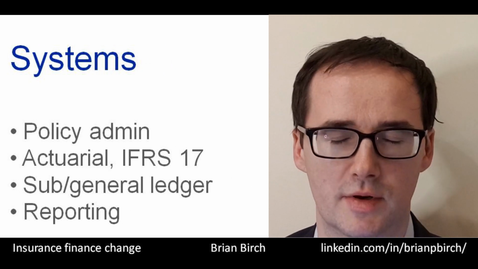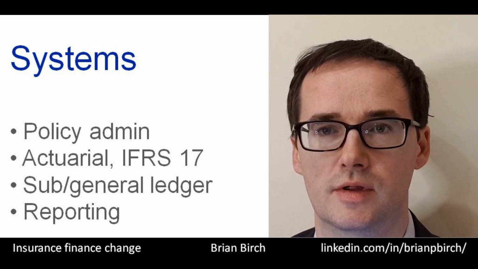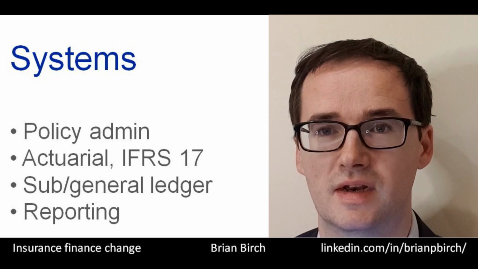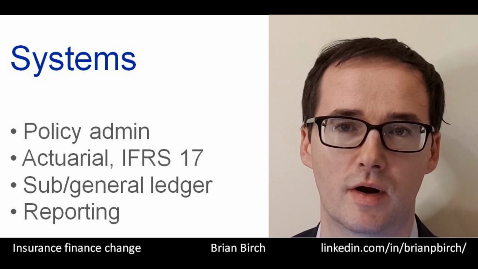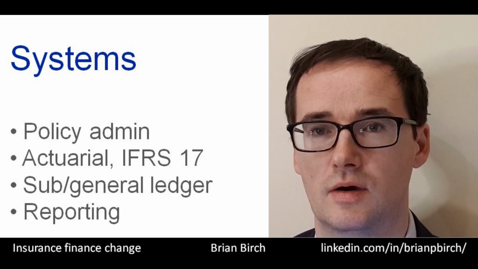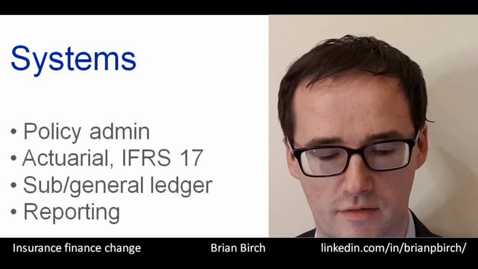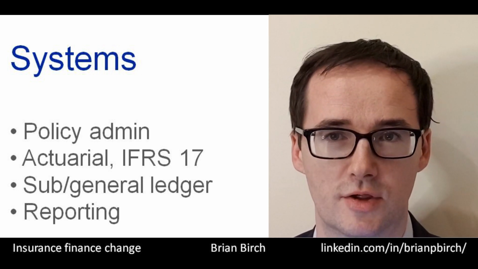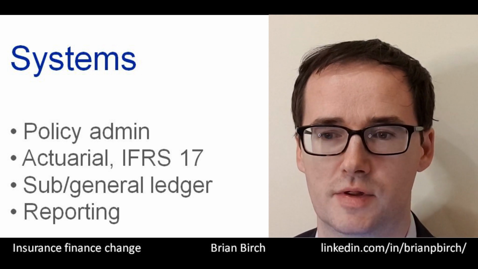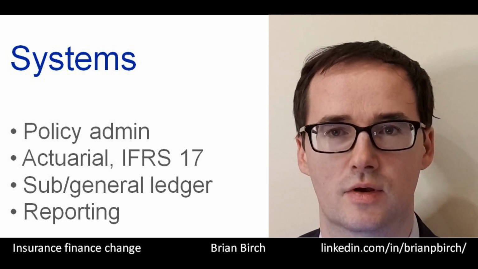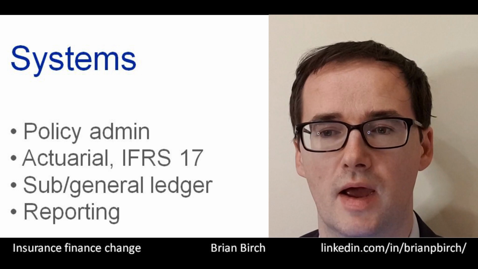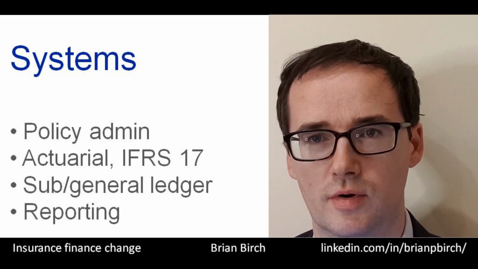Systems-wise, there will be policy admin systems and actuarial systems. There is likely to be an IFRS 17 calculation piece that could be part of actuarial systems. It might be standalone. It might be part of accounting systems or something that is built itself. There may be a sub-ledger on a general ledger for different levels of information, and there could be a separate reporting system or use of the current reporting systems.